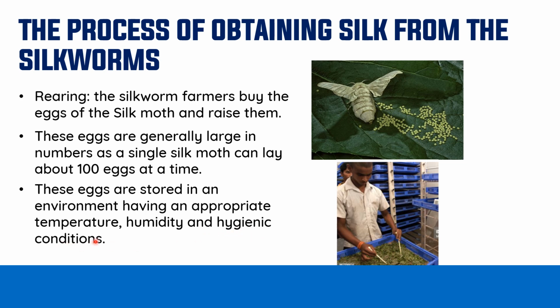For hatching, the eggs need a particular temperature. You also know that for hatching a hen's egg, we provide suitable conditions or warmth. Here also, these eggs need appropriate temperature, humidity and hygienic conditions. Hygienic means a clean environment. In this picture, this person looks after the eggs of the silk moth, and they give those conditions: appropriate temperature, humidity and a clean place.